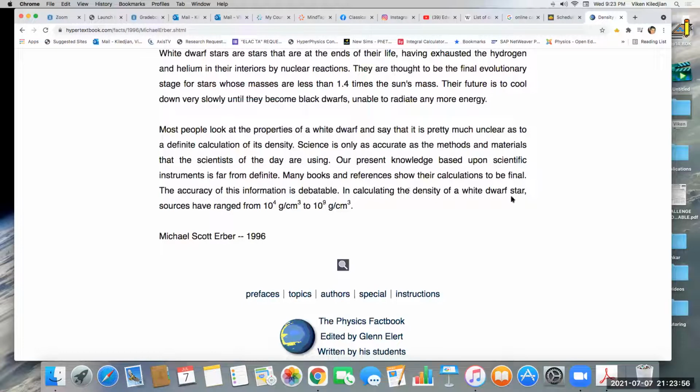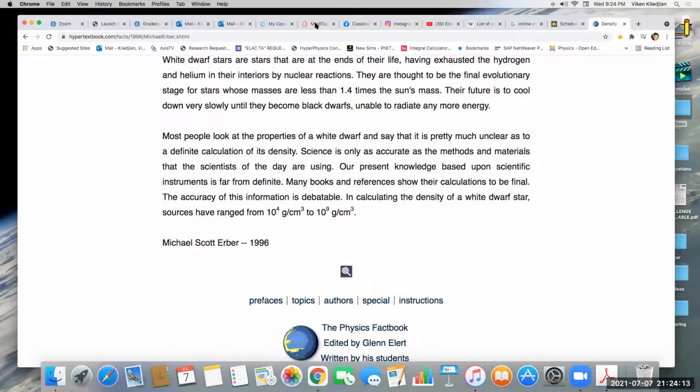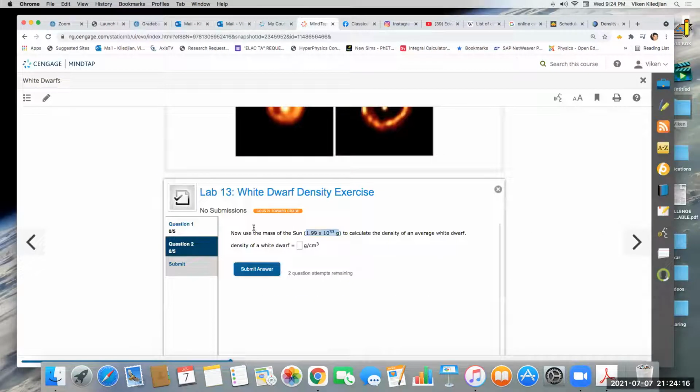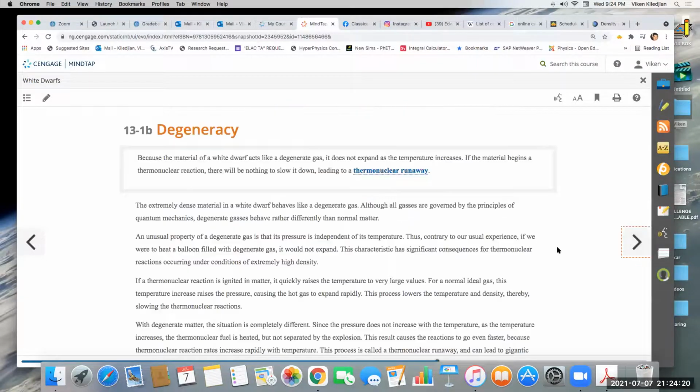So in calculating the density of a white dwarf star, sources have ranged from 10 to the 4th all the way to 10 to the 9th. So there's a wide range of possible answers, but the average of that is about 10 to the 6th power. Okay, so that's the kind of answer we are expecting. So give your answers to those, show your work. Okay, now let's go to the next one.